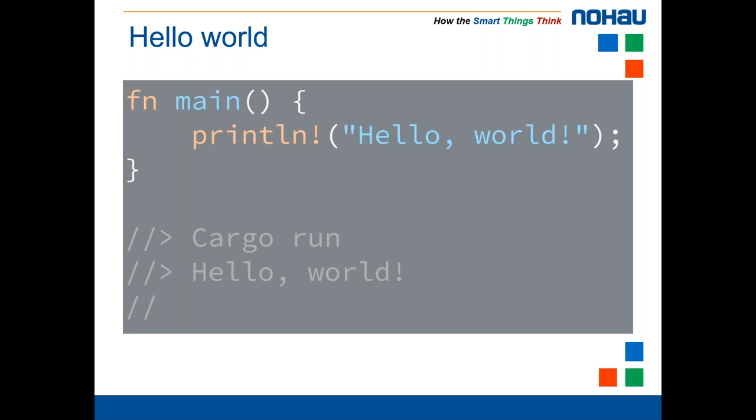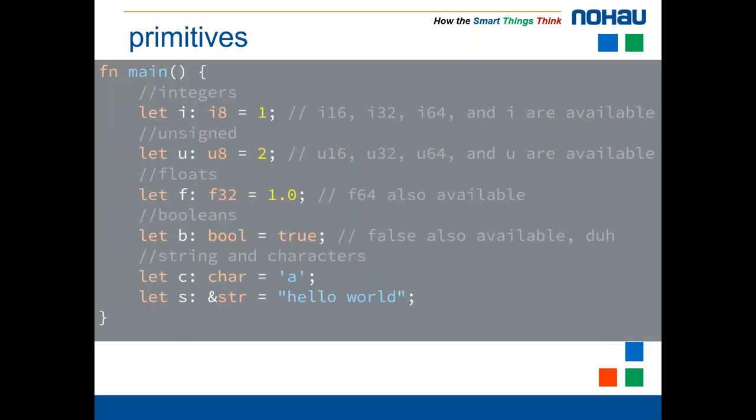On the syntax here, the fn stands for function, and we have a main function as an entry point. And the println with an exclamation mark also looks easy to understand. The exclamation mark means it's a macro, but other than that, this should be simple to digest. At the bottom of the screen, we're running cargo run, which then compiles and runs the executable, which is now printing out hello world. So this is to get us going.